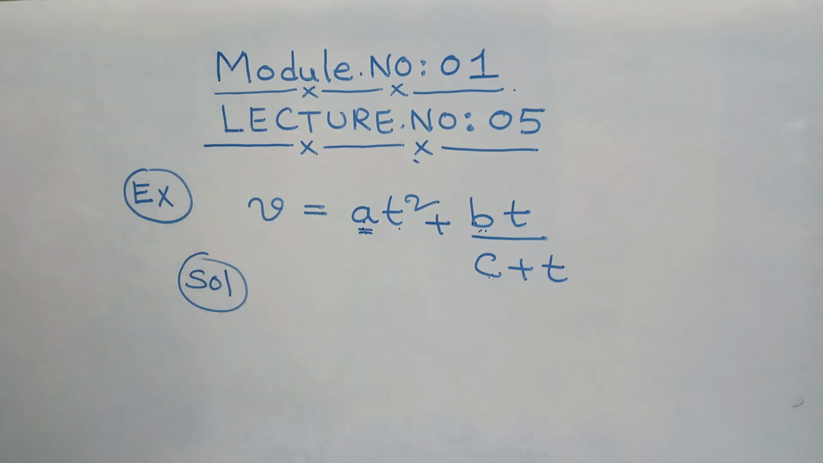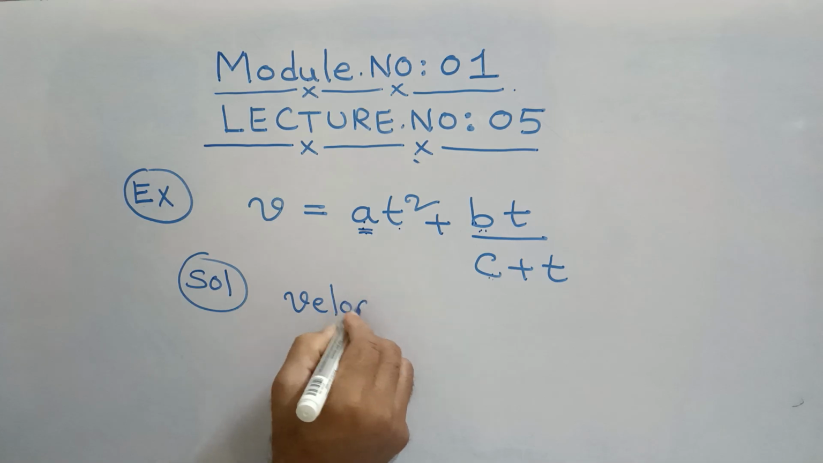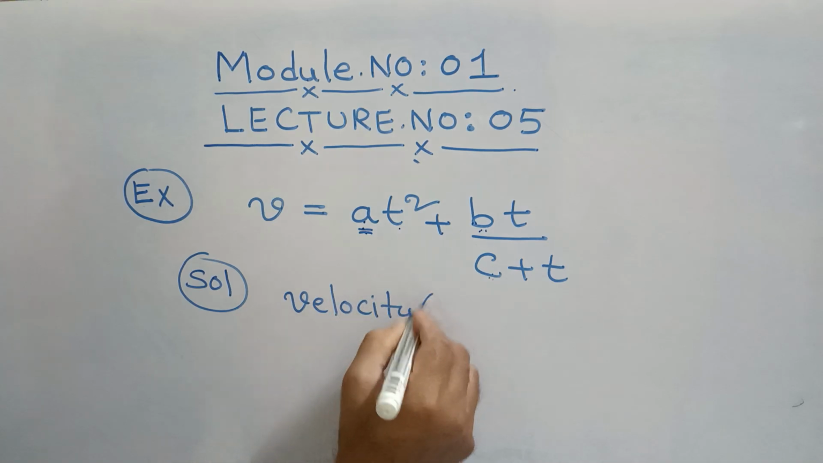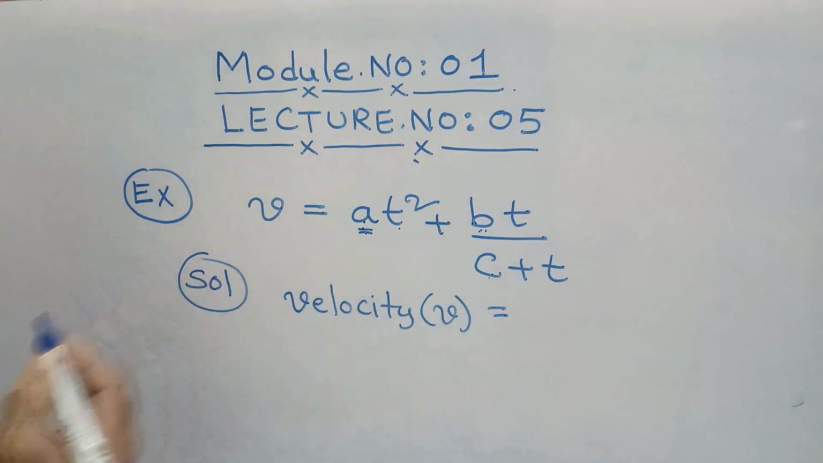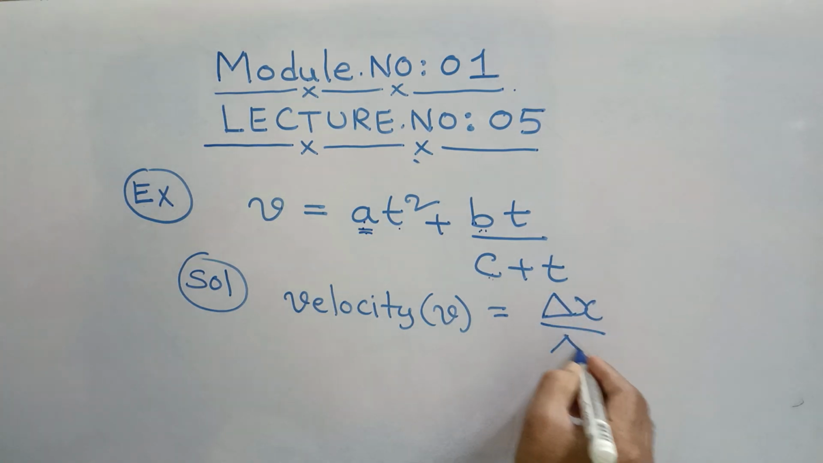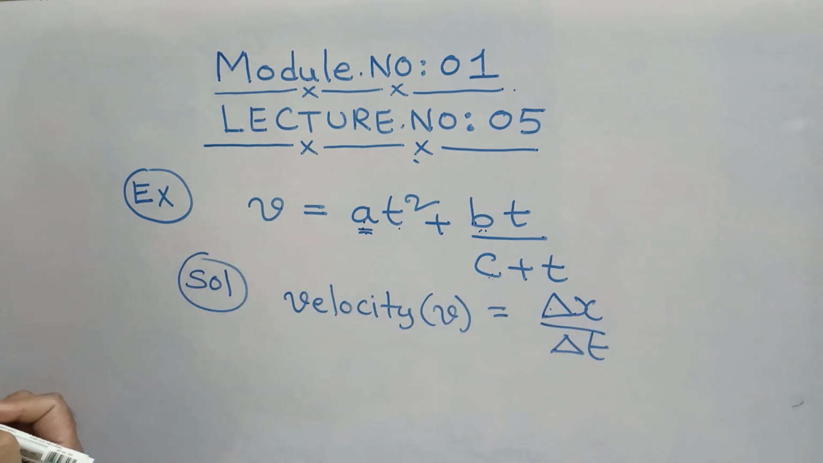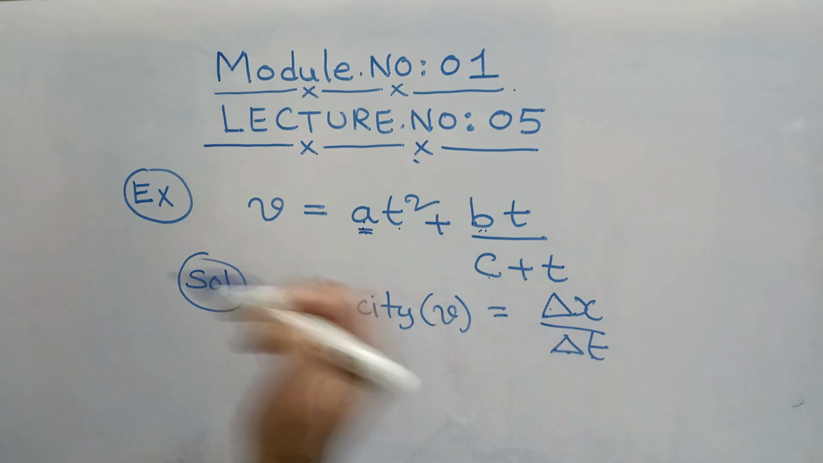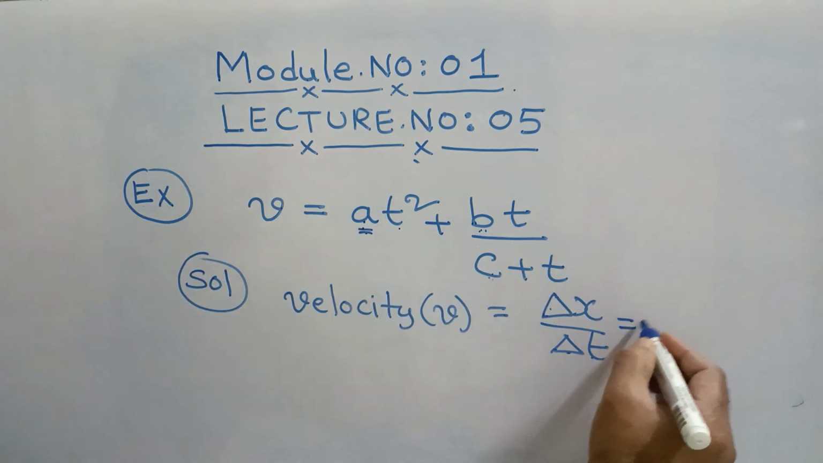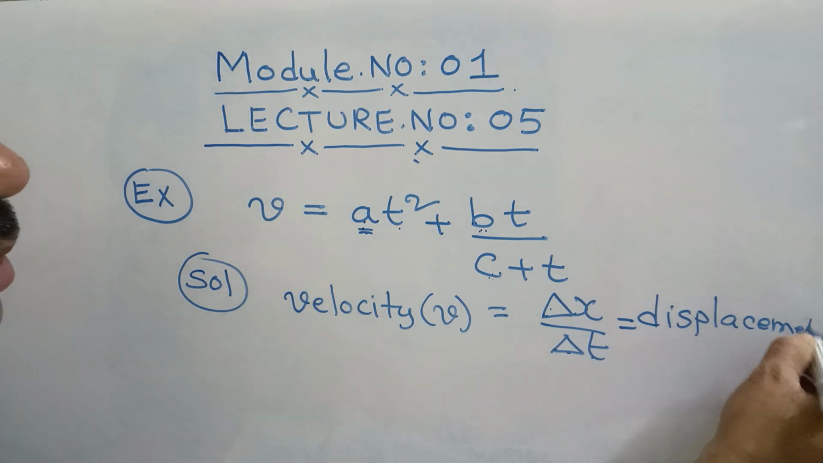Students, first of all, we should know the formula for velocity. Velocity, small v. What is the definition of velocity? Velocity is nothing but change in distance, that is delta x by delta t. Remember that. Change in distance is called displacement, so you can write it as displacement by time.